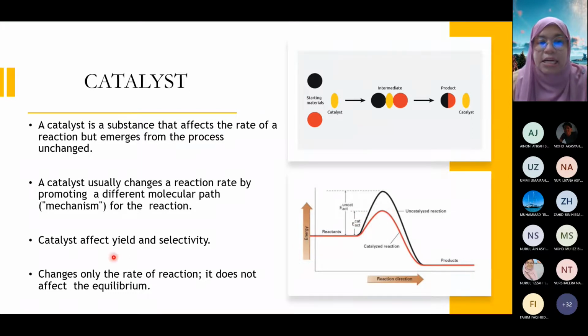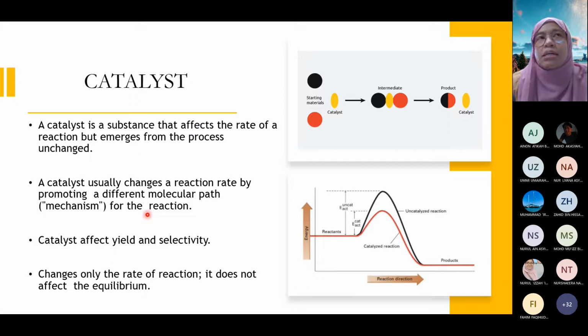So catalysts affect yield and selectivity. Why will the catalyst affect the yield and selectivity? Because of the second function of the catalyst, to determine the reaction path. So it will choose which step will increase the formation of the desired product. So that's why it will affect the yield and selectivity.